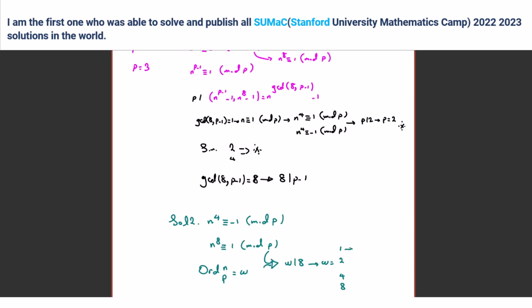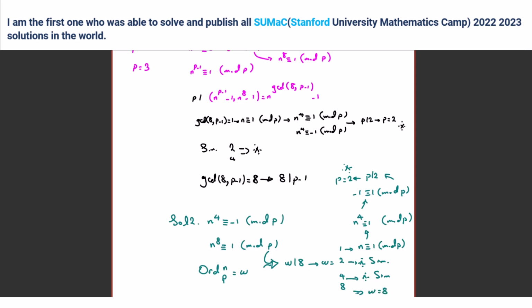If W is 1, it means that n is 1 mod p. Then n to the 4 is 1 mod p, so 1 is negative 1 mod p. Then p divides 2 and p is 2, right? That's a contradiction. For the same reason we can reach a contradiction for W equal to 2 and 4. So W is 8, right?